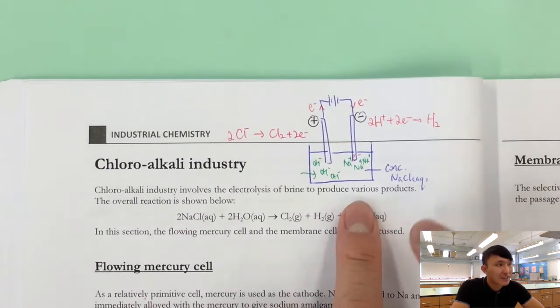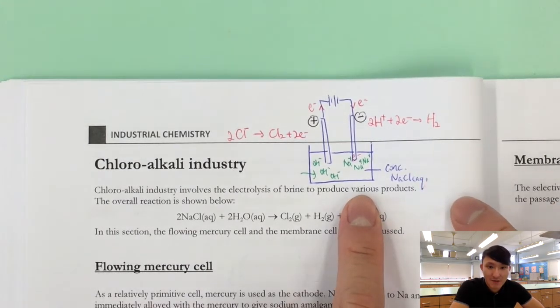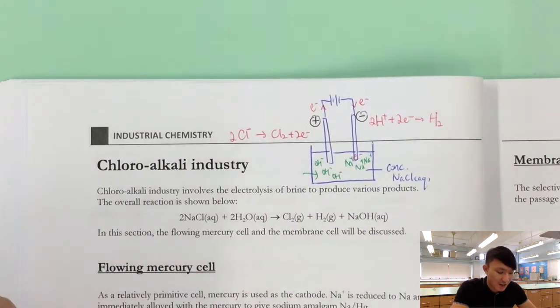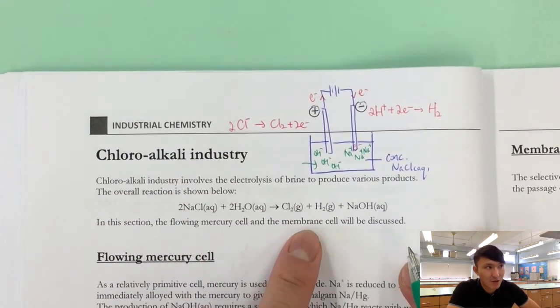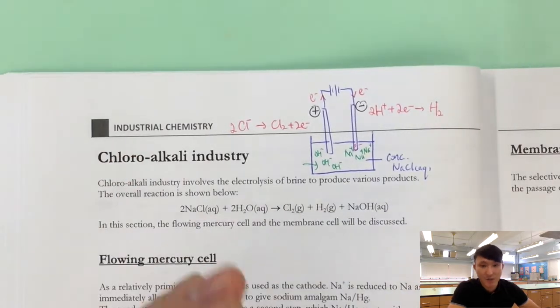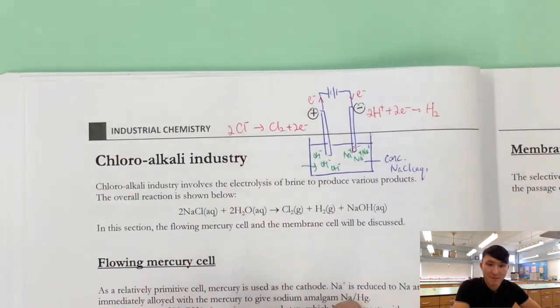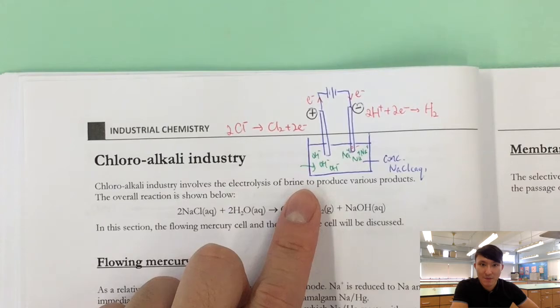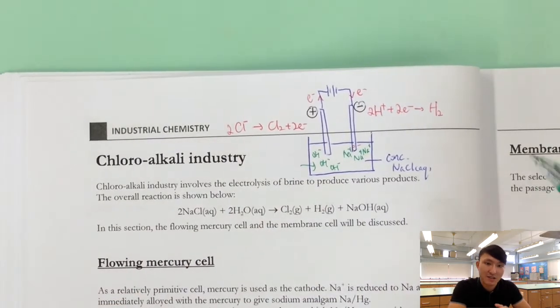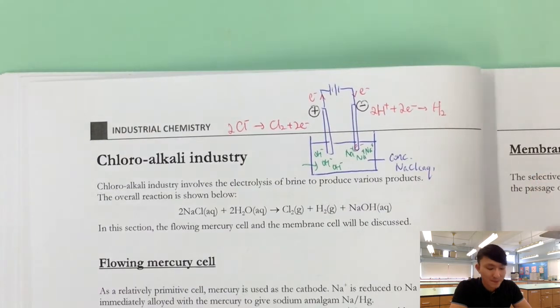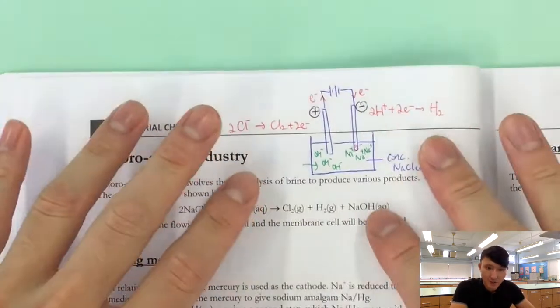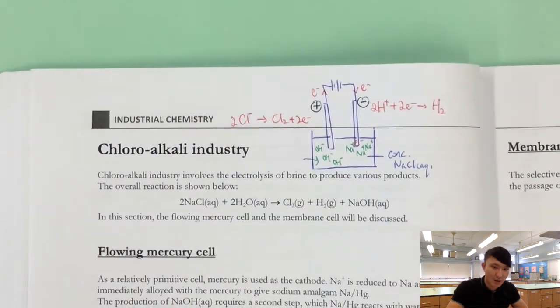Make sure you understand this electrolytic cell, because later, when we talk about the flowing mercury cell and the membrane cell, the reactions involved are actually the same as in this electrolytic cell. The difference would be the design of the cell and some industrial considerations. So if you understand this one, let's have a look at the two cells.